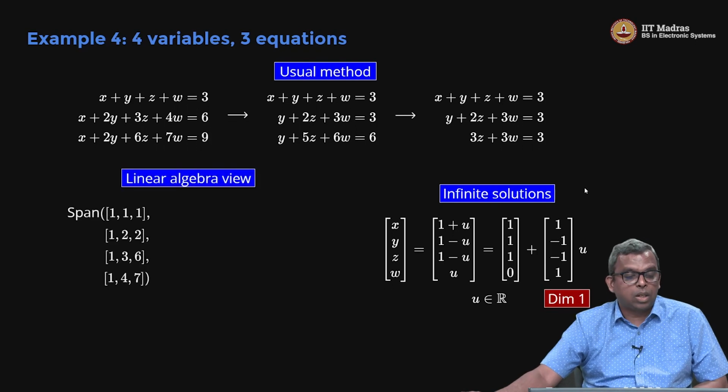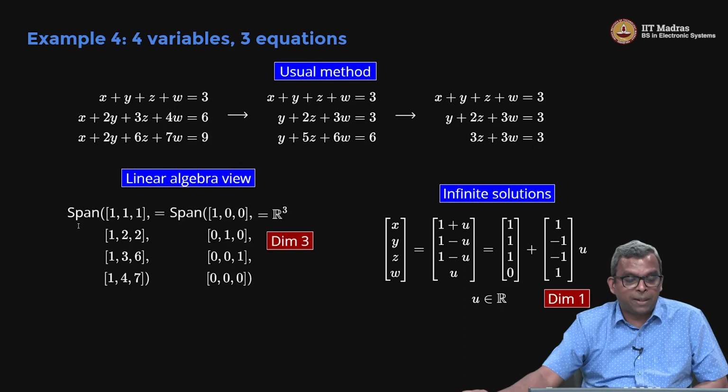Okay. So let's look at the column space. Again, the linear algebra view. You look at the span of (1,1,1), (1,2,2), (1,3,6), (1,4,7), right? The column span, the span of all the columns. If you do elimination like the way we did, you will see this is actually the span of (1,0,0), (0,1,0), (0,0,1), which is R3, okay, which is dimension 3.